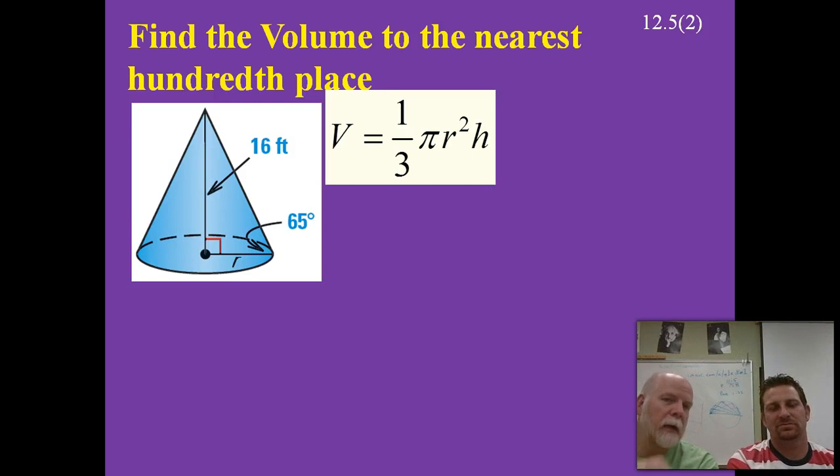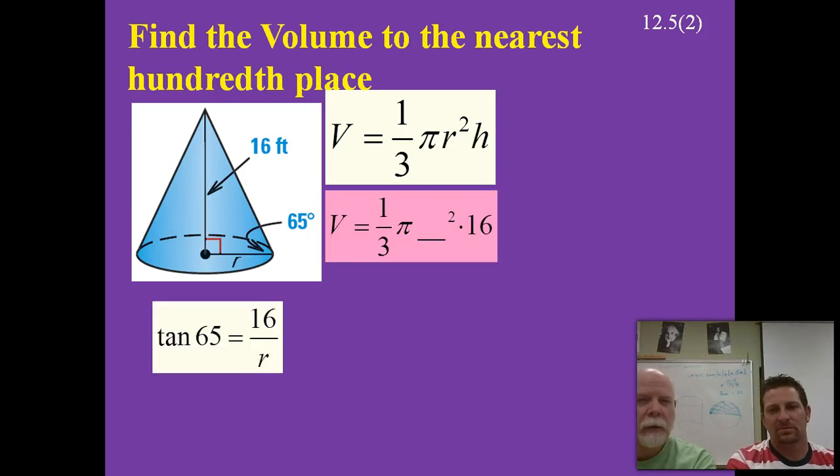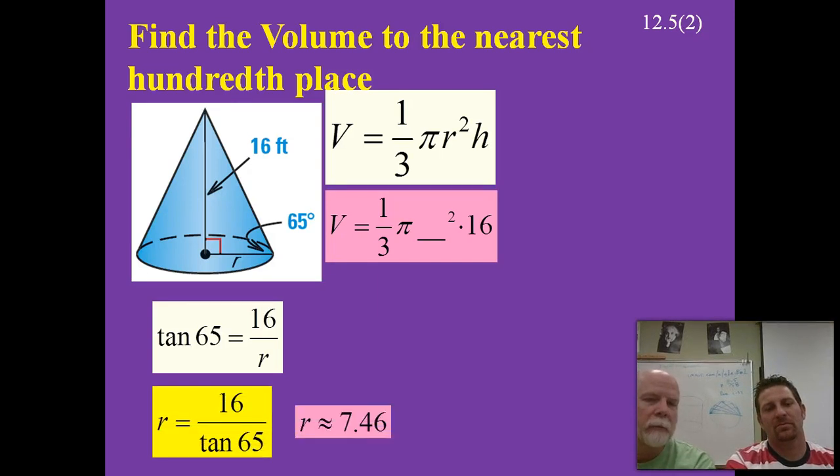So looking at that right triangle there, we have the 65 degrees, we have the 16 feet as the one leg. We need the other leg of that right triangle, so we're going to use tangent. So tangent of 65 is equal to the opposite over the adjacent, so 16 over r. So remember, when you have one with the variable in the bottom, those two switch places, and so it's 16 divided by tan 65. And so that ends up giving us approximately 7.46.